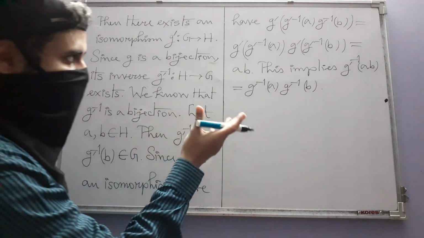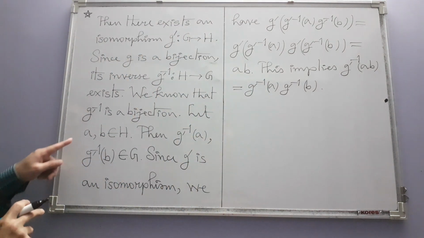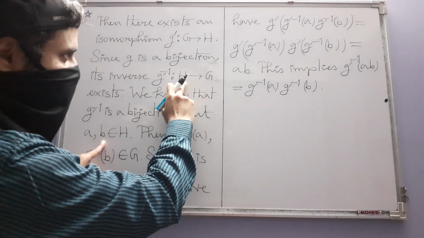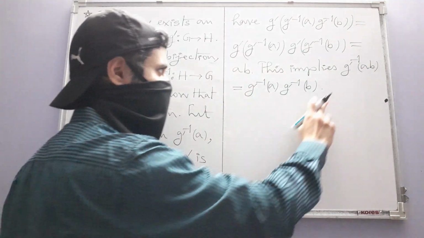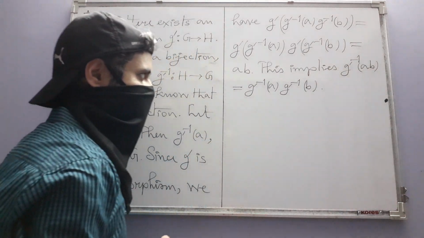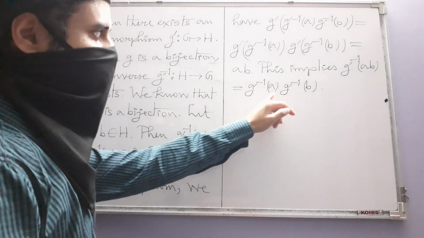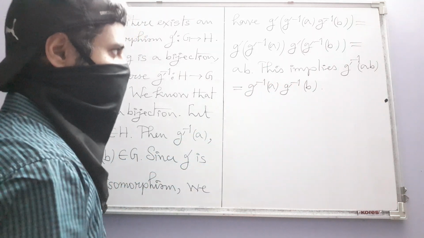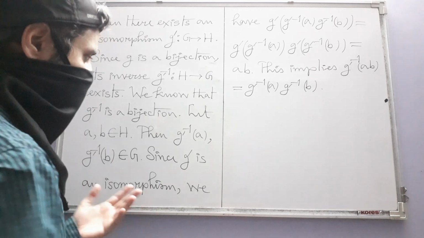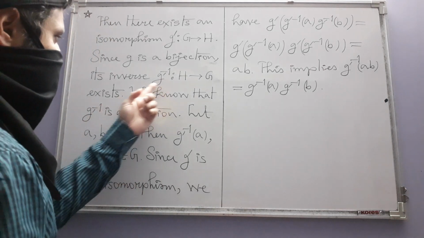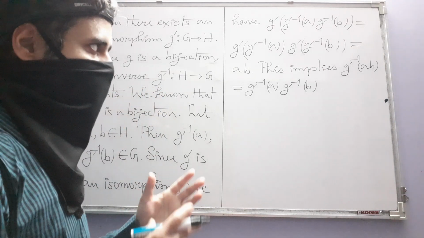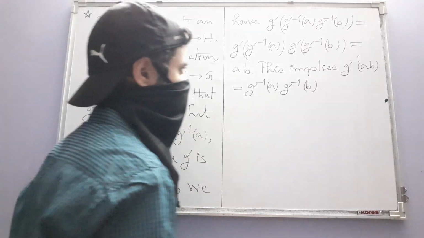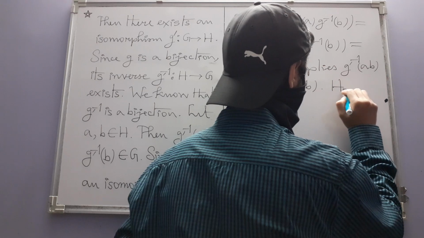But now you see what we have achieved here. A and B were some arbitrary elements in the domain of G prime inverse, and we have applied the function on their product. So the function has gotten distributed over A and B. So this now shows, along with the fact that this is a bijection, that G prime inverse is also an isomorphism.